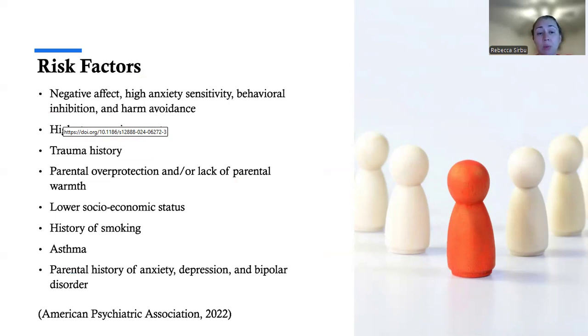And as you can see, a lot of the risk factors include high stress environments, trauma history, adverse childhood experiences, and some medical conditions such as asthma, a history of smoking, or parental history of anxiety, depression, and bipolar disorder.